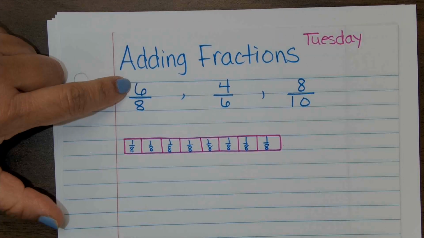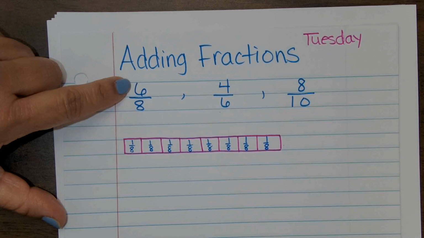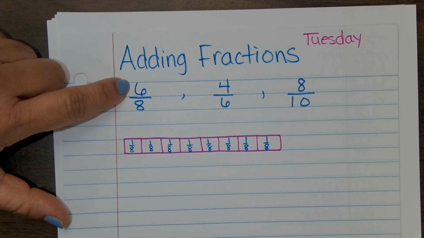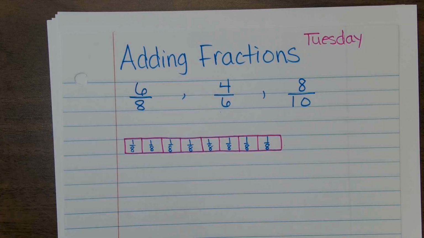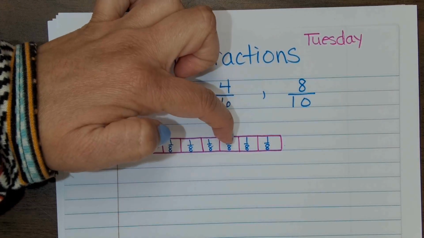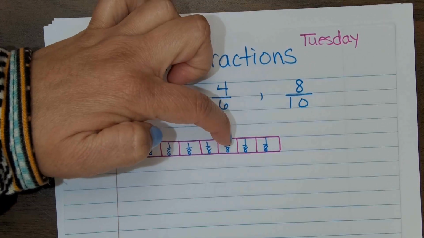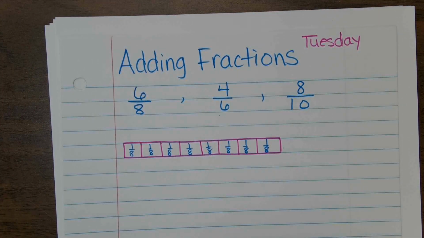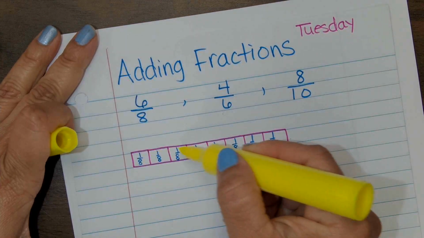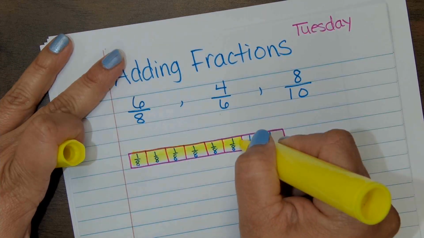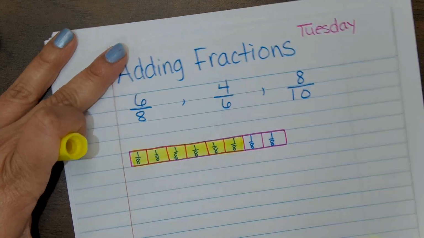And we're trying to make an addition number sentence equal to 6/8. So blank plus blank equals 6/8. So 1, 2, 3, 4, 5, 6. So we're going up to here. This is the total that we're looking for, 6/8.